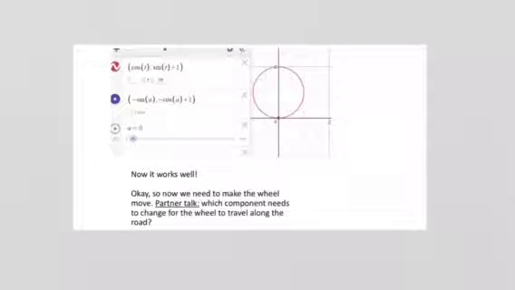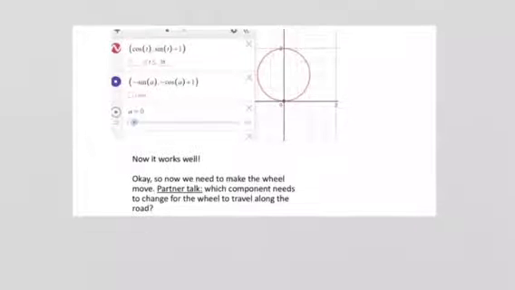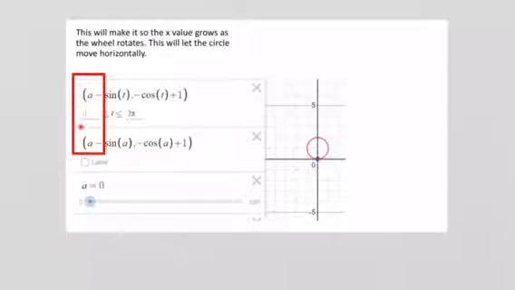So again, what did I just say? I want the x value to change over time. So if we just make the x value time, if we make it our a value, which is our time moving on, that's going to allow us to have a point that is now moving.